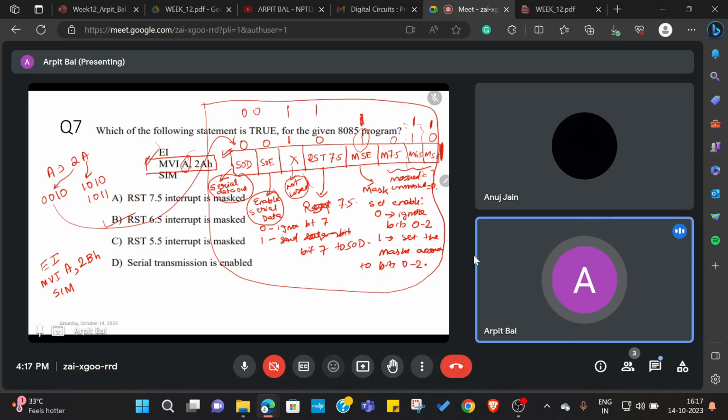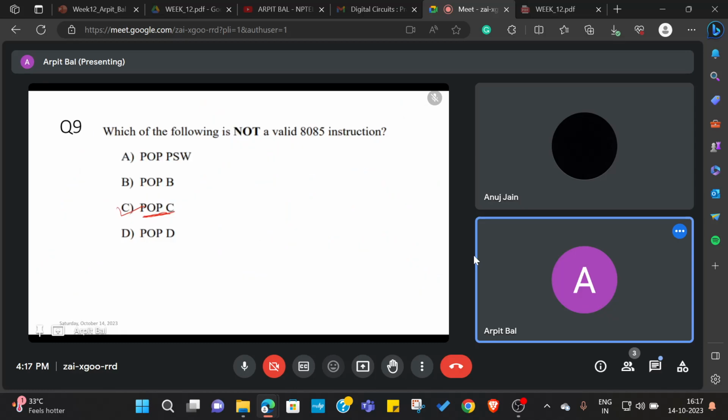So I see that 1 is set here just above MSE. MSE is mask set enable. If it is 0, then I need to ignore those bits, but it is set as 1. So I need to set the mask bits according to bit 0 to 2. And what I observe is this bit is also set. If that bit is set, it means I need to mask that particular RST. So RST 6.5 interrupt is masked.